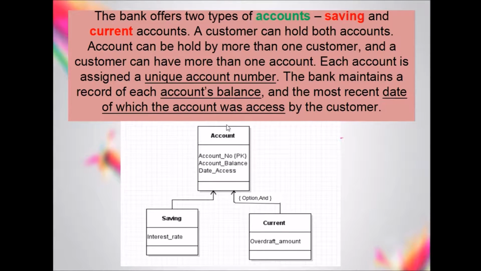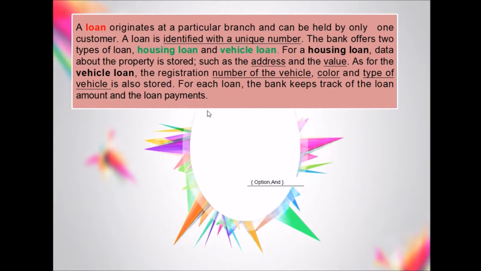by the customer. So this is the main entity, and these are the sub-entities, whereby we are using the key as optional, and whereby they can have both accounts or either one. So it is optional and. For the Account entity, the primary key will be account number. For savings, the attribute will be interest rate. For current, it is overdraft amount.